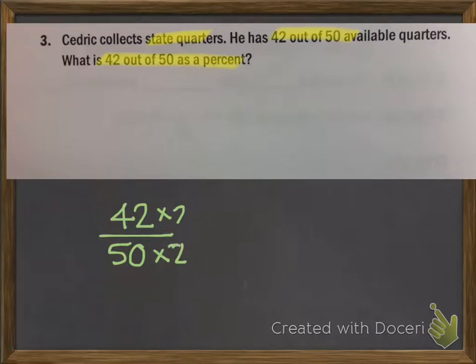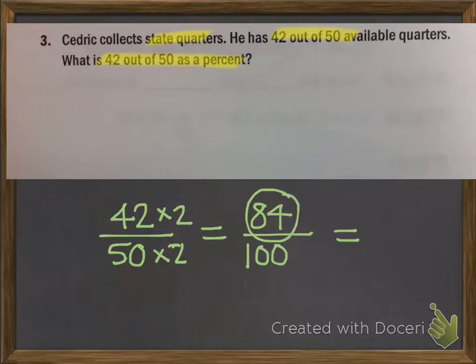What we do to our denominator, we have to do to our numerator. So 42 times 2 is 84, and 50 times 2 is 100. Now that I have a denominator of 100, I could take the digits in my numerator and write that as a percent. Again, this should be a review.